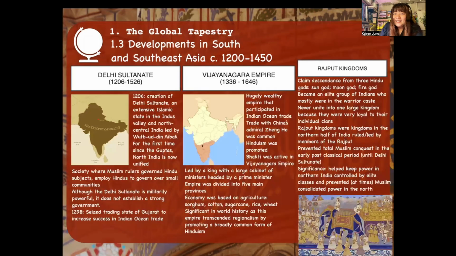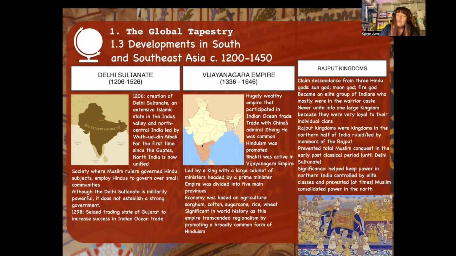The Delhi Sultanate was created in 1206. It was an extensive Islamic state in the Indus Valley and north-central India, and it was led by Aibak. For the first time since the Guptas, North India had finally been unified. This is a society where Muslim rulers governed Hindu subjects, employed Hindus to govern over small communities, and although it was militarily powerful, the government was not very strong, and in 1298 they seized the trading state of Gujarat to increase success in the Indian Ocean trade.